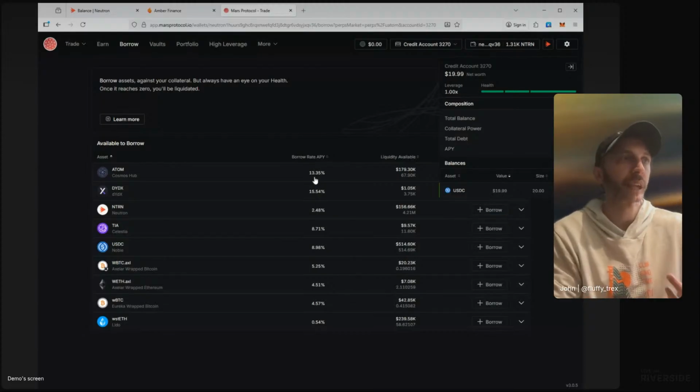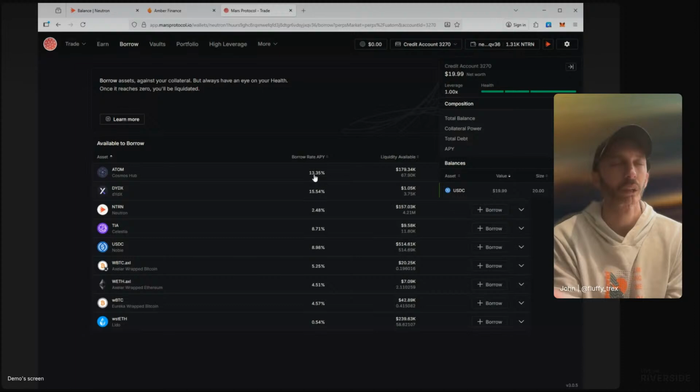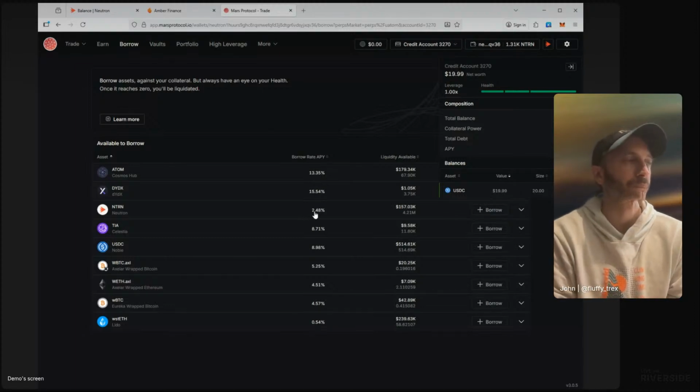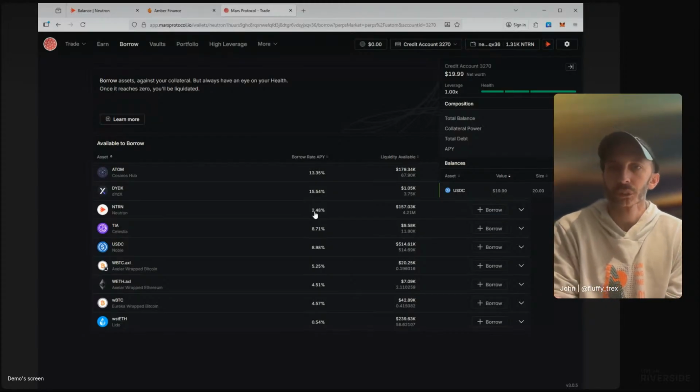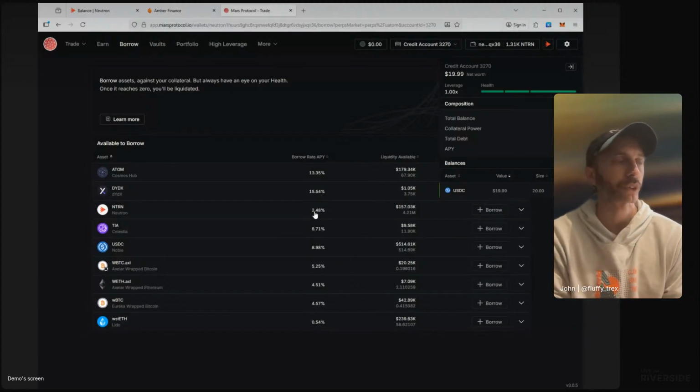And so you can take that same methodology over, and if you're an ATOM bull, it might go up, might go down, but over the long term, you just want some ATOM exposure, high leverage strategies could be for you. The same thing for Neutron. Neutron might go up, might go down, but over the long term, you just want single asset exposure to Neutron.